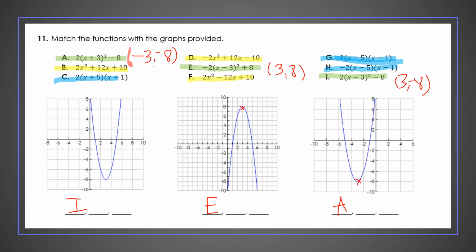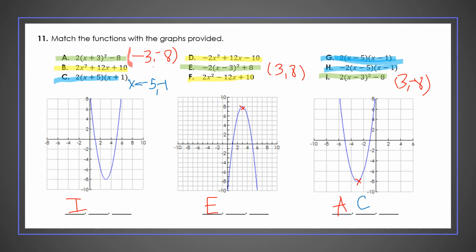Now let's take a look at the intercept or factored form. So on C, remember that the x-intercepts are going to be the opposite as they appear. So when it says x plus 5, that means the x-intercept is negative 5. And when it says positive 1, the other intercept is negative 1. And this should open up. So we're looking for x-intercepts of negative 1 and negative 5, and it needs to open up, which would be the third function, or the third graph, I should say.